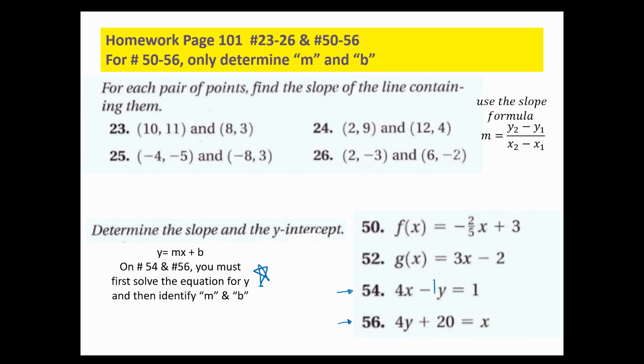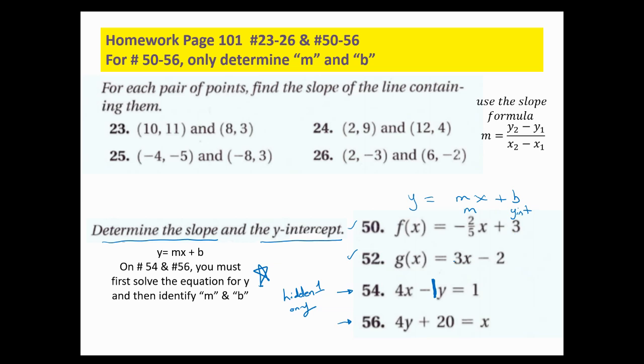So when you solve, be careful. There's a hidden 1 in front of this y. So please fill in the hidden 1 on the y, okay? These two, number 50 and 52, are already done. Can you tell me what the slope and the y-intercept is? The slope is negative 2/5, and the y-intercept is 3, because you're using the idea of y equals mx plus b. So the first two, the answers are right there. m is negative 2/5, and the y-intercept is 3.